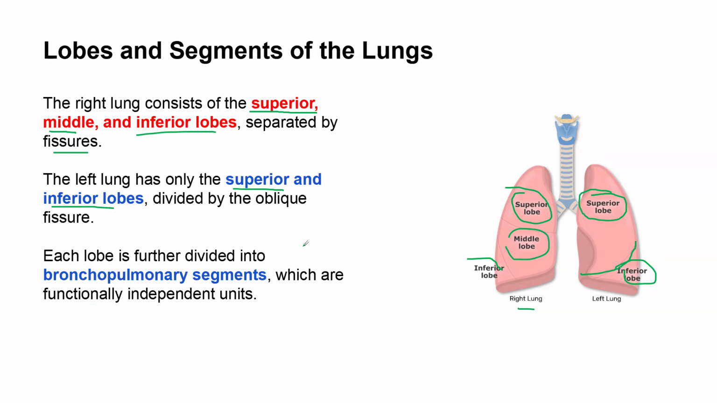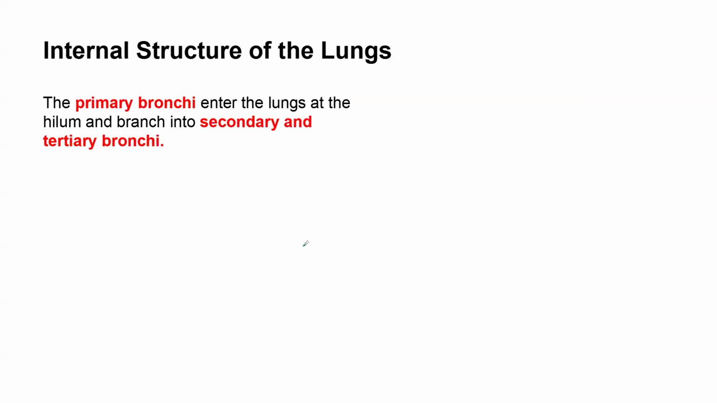So you should understand that each of these lobes is further divided into bronchopulmonary segments, which are functionally independent units of the lungs. Now the next thing is the internal structure of the lungs.